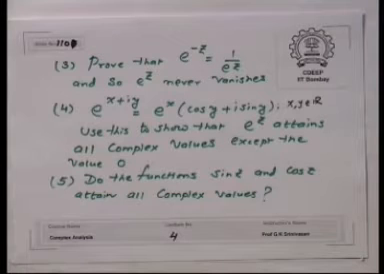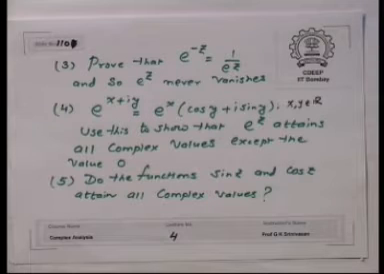Use this to show that the exponential function e to the power z attains all complex values except the value 0. 0 it cannot attain, it attains all other values, correct. The next question is, do the functions sin z and cos z attain all complex values? That is what you have to investigate.